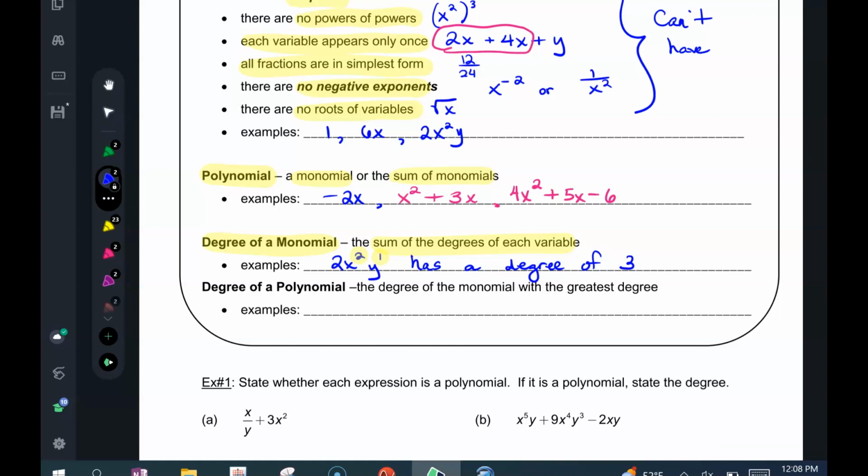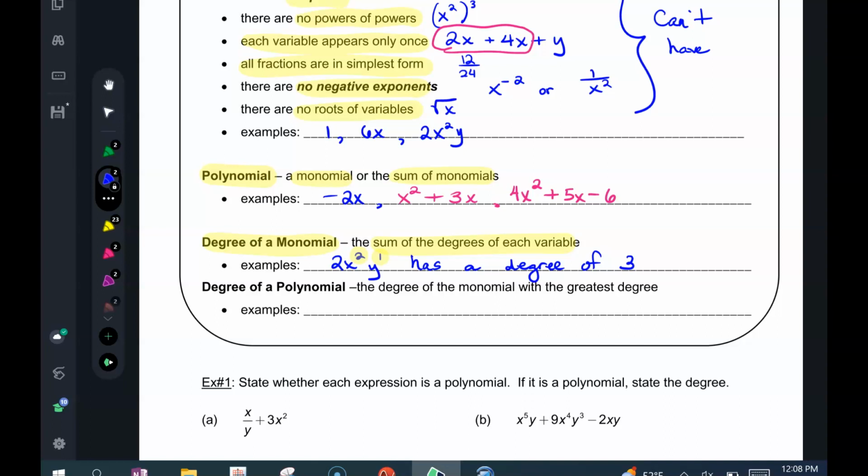Actually, if we look at these other monomials, what do you think the degree of 1 is? 0. Yes, this has a degree of 0, because what's the degree of 6x? What's the degree of x? 1. So anytime you have a constant, just a number by itself, the degree is always 0.